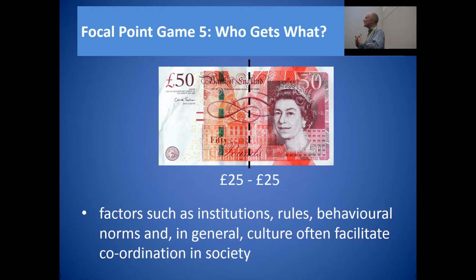And when they are, they're described as focal points. And factors such as institutions, rules, behavioural norms, and more generally, culture, often facilitate how coordination takes place. And when we gave that definition at the end of the previous lecture, what is a focal point? And I gave that very, very hand-wavy interpretation: that for whatever reason, the outcomes that individuals coordinate on.